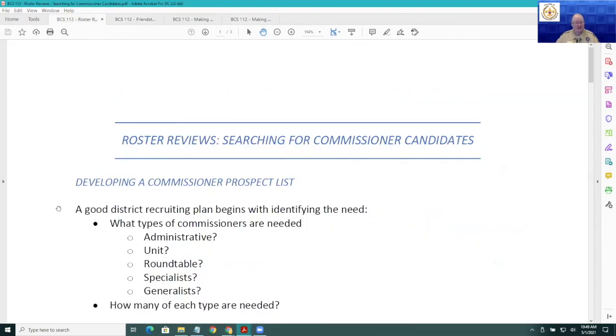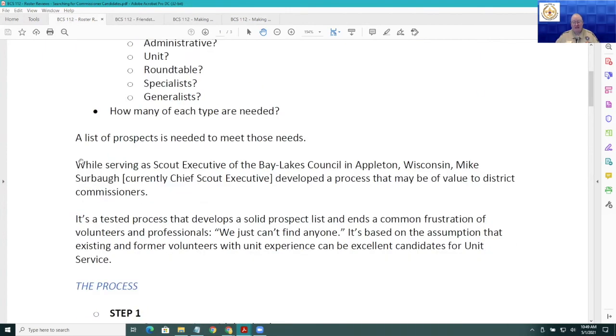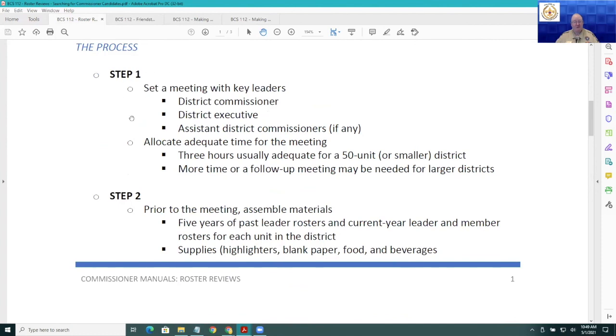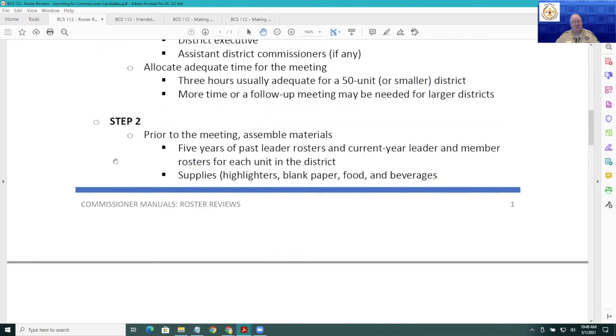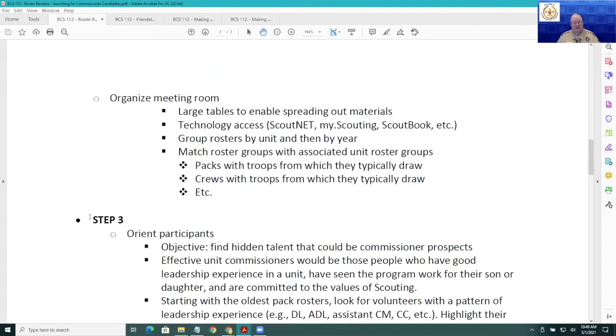Let's do this in the next 82 seconds we have, about developing a commissioner prospect list. Roster reviews are a great way, though they take some time. A roster review is like a three to four hour process. We identify the need, and how do we do it? We meet with key leaders, the district commissioner, the executive, the assistant district commissioners, and we print out the unit rosters over the last several years. As we go through the rosters, we identify people who stay with the units, people who have experience, and people who have youth involved in the program. We pull all this out to identify potential candidates that we can go ask.